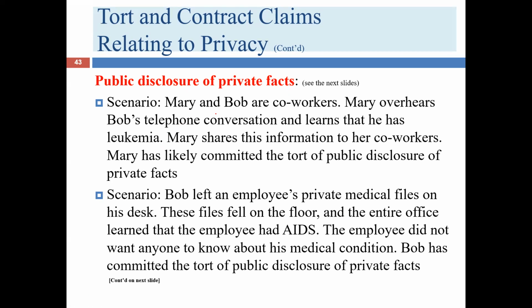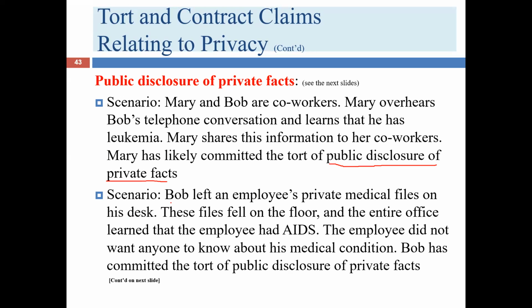Here's another scenario. So, Bob and Mary this time are coworkers. Mary overhears, maybe they share a cubicle together, for example, anyway, she overhears Bob on the phone saying that he has leukemia. Mary's a gossiper. She tells her coworkers. Bob didn't want the world to know that he had this diagnosis, and so this would be an example of public disclosure of private facts.